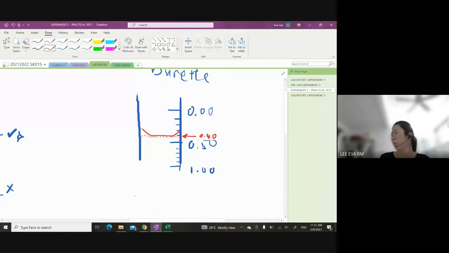Okay, so you need to practice. If at home you have measuring cups or whatever, you can use that to practice this. Make sure you take the bottom value over here.